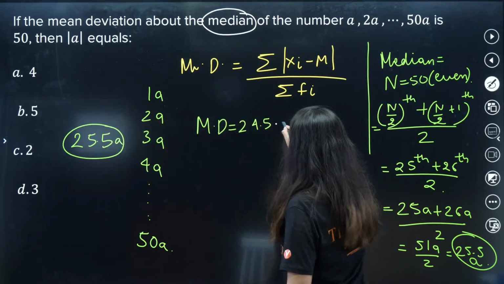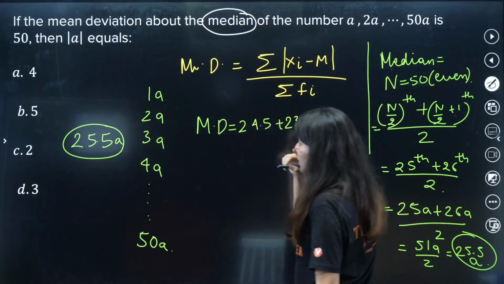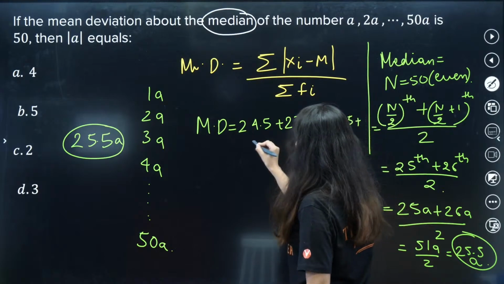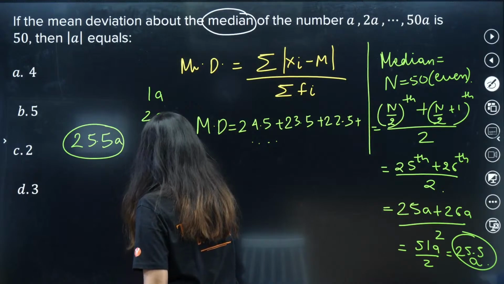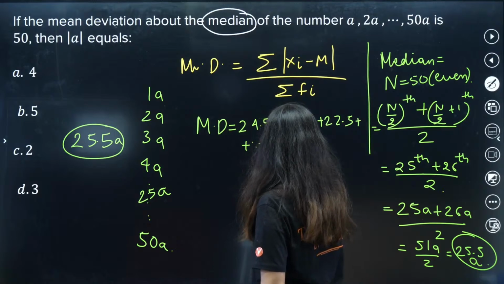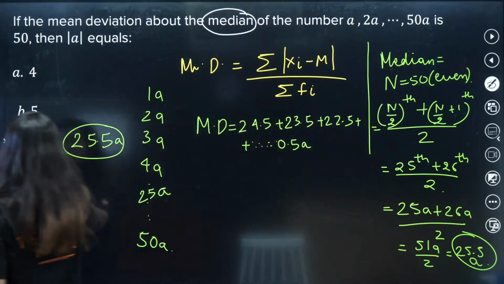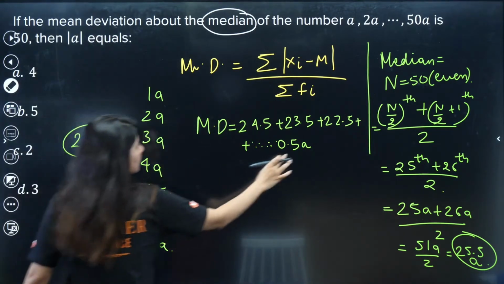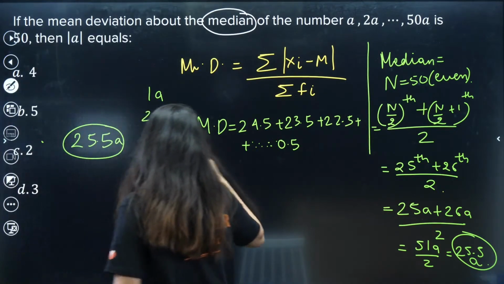Then what about this? 23.5. What about this? If you subtract 3, 22.5. Right? And all the way up to, in the middle you get what? 25A. So for 25A you will get 0.5A. 0.5 basically. I will keep the A outside.